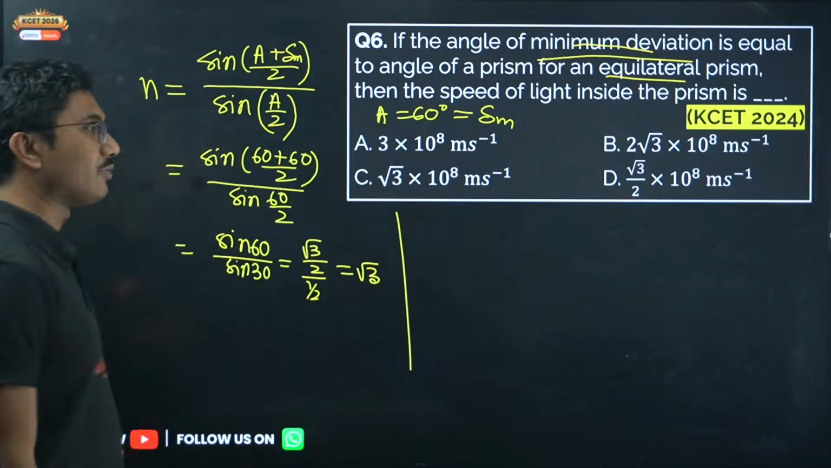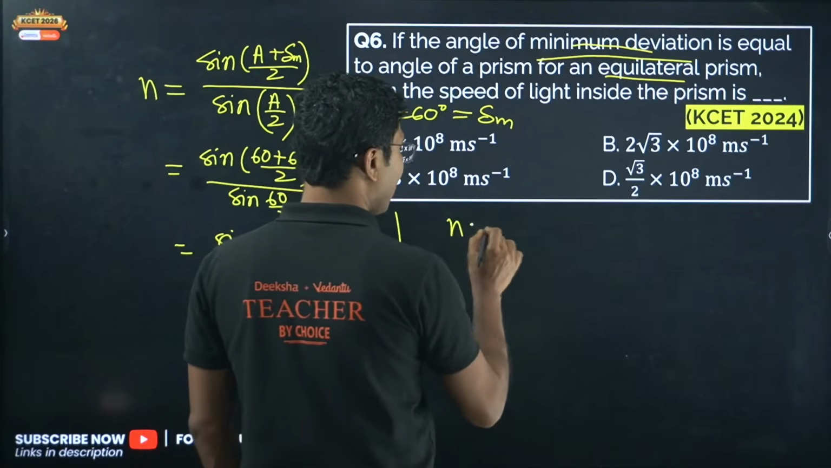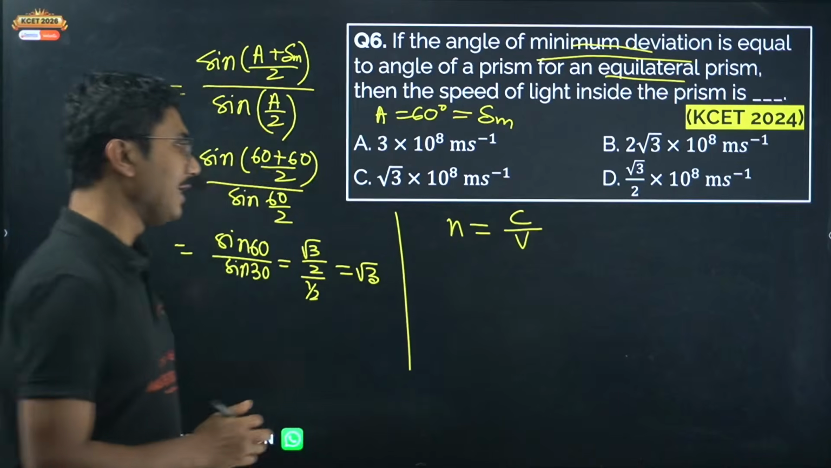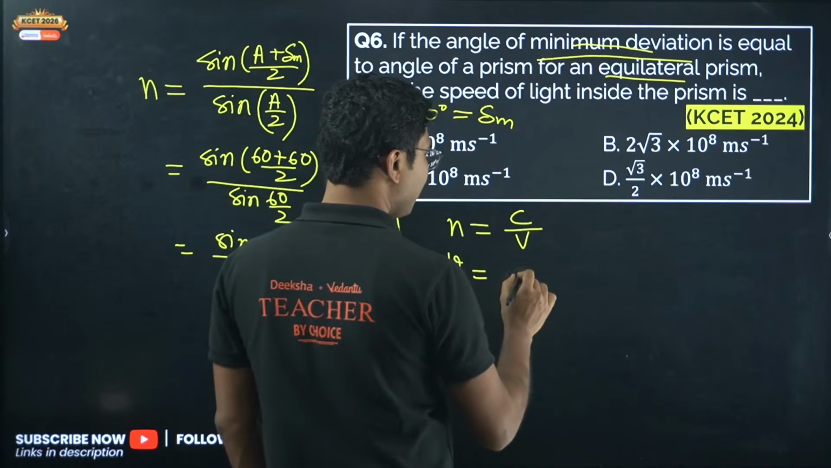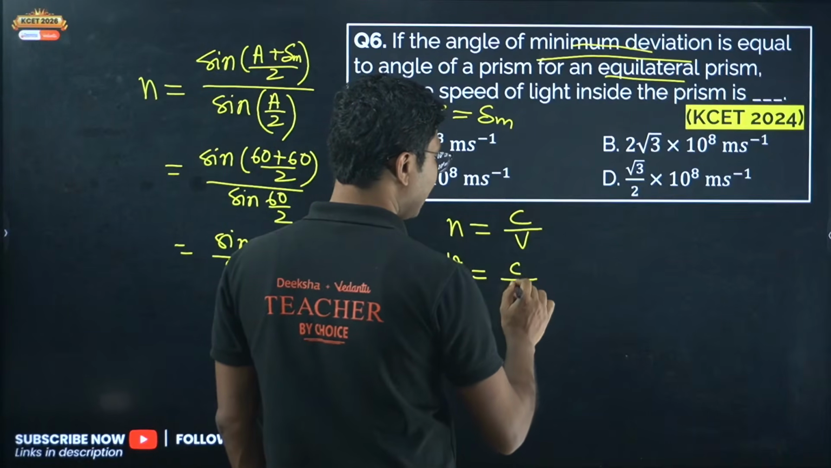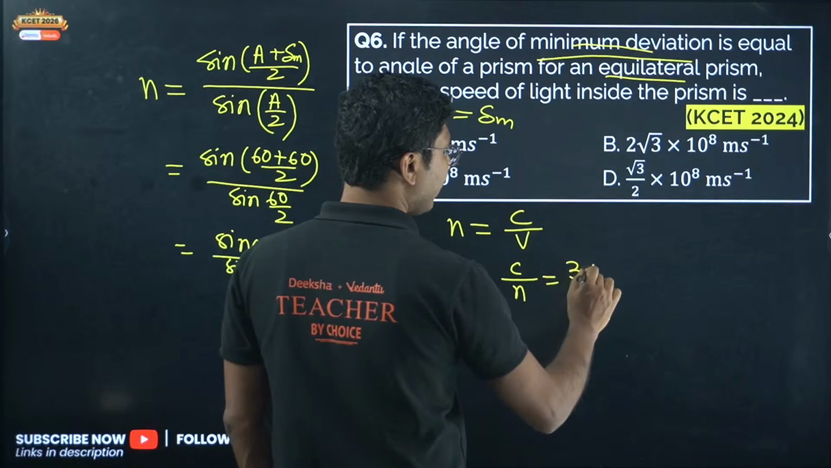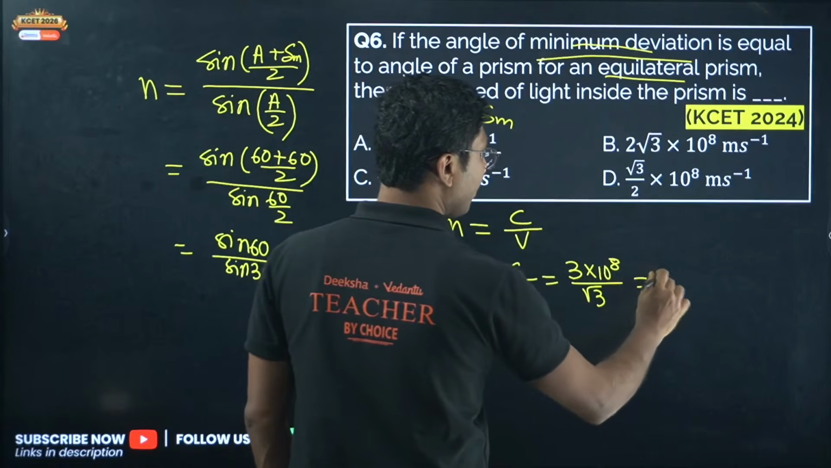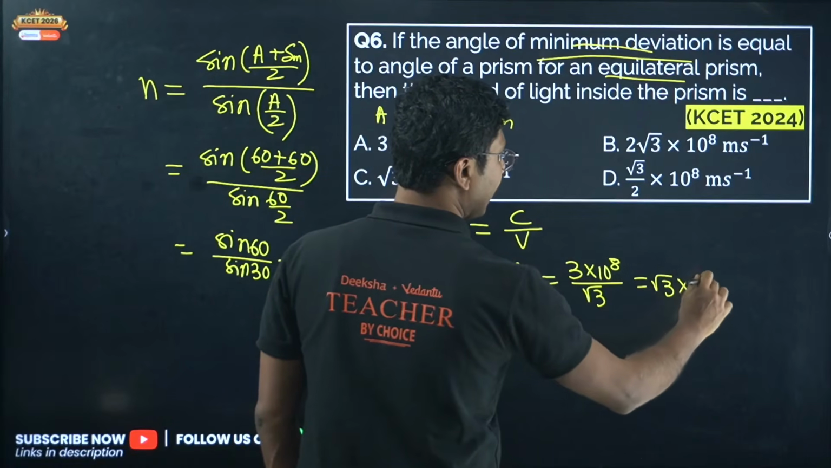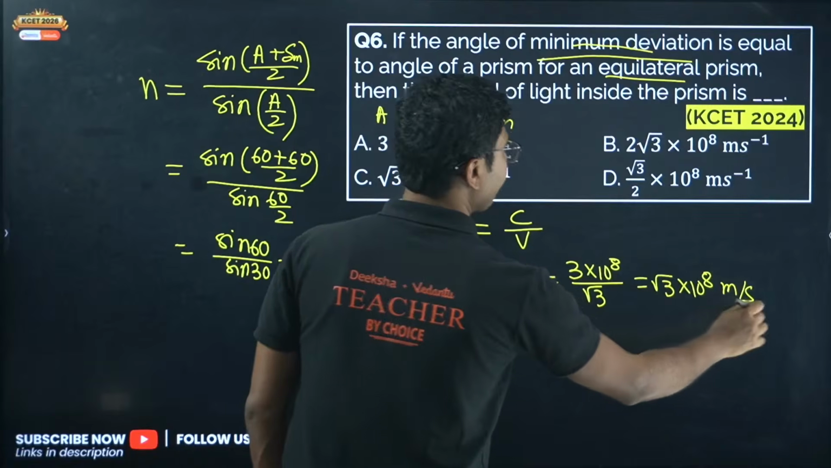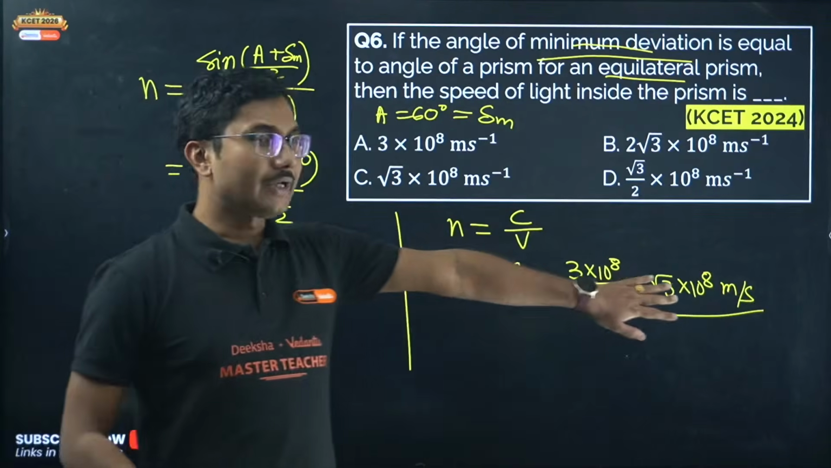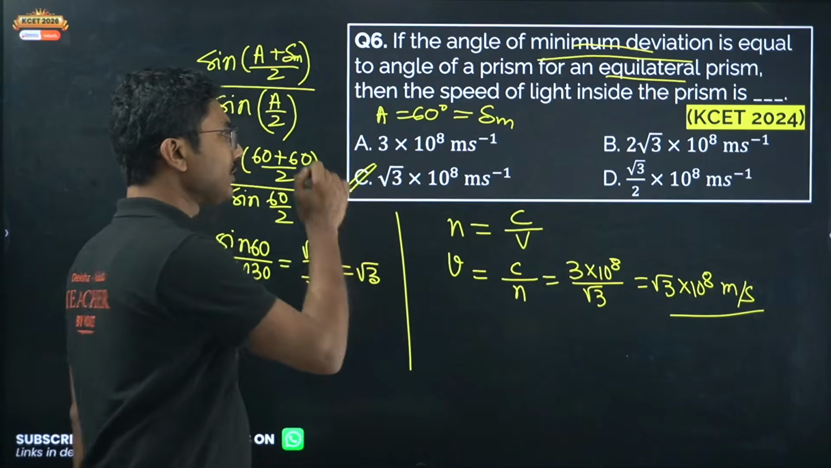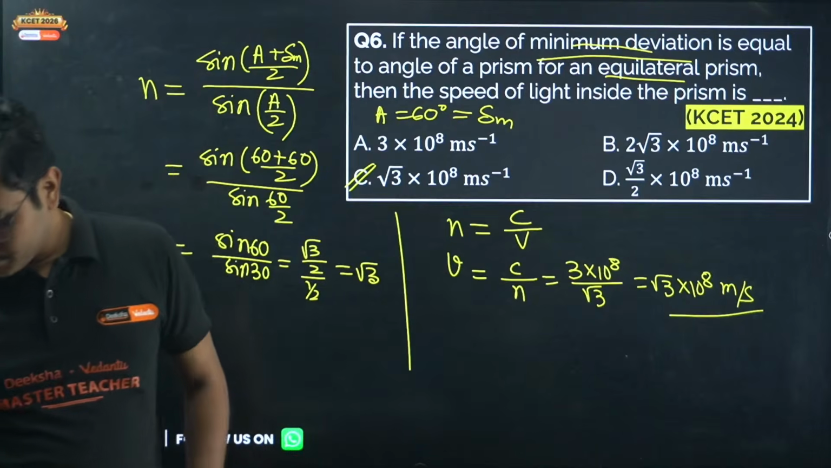So refractive index is calculated. What is refractive index? Refractive index is speed of light in vacuum divided by speed of light in that particular medium. So speed of light in a medium is speed of light in vacuum divided by refractive index, that is 3 into 10 to the power of 8 divided by root 3. So it will be root 3 into 10 to the power of 8 meter per second. As you can see, if the question comes in KCET, you don't need to find the value of root 3. They will give you options where root 3 is already there, right?